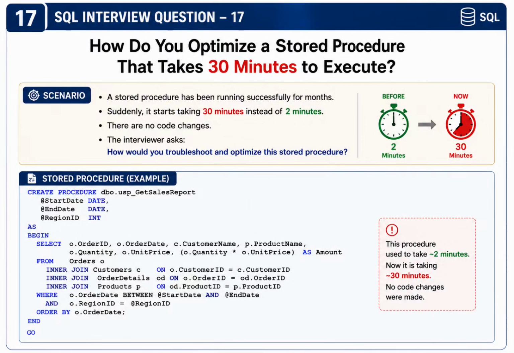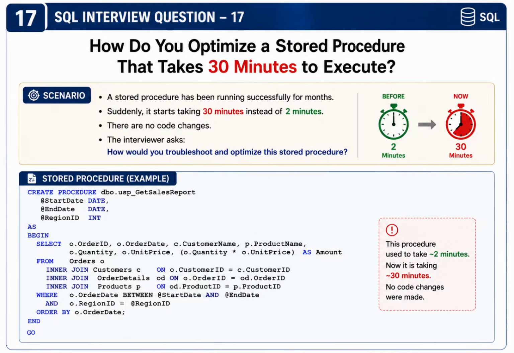Today's SQL interview question is: how do you optimize a stored procedure that suddenly starts taking 30 minutes to execute? This is one of the most common production support questions asked of SQL developers and data engineers with 10 plus years of experience. Let's understand this with a real-time scenario.